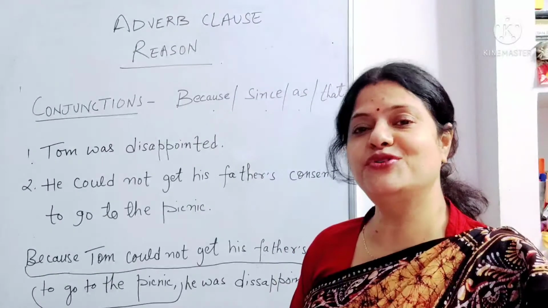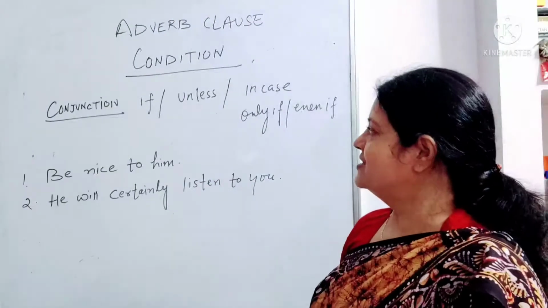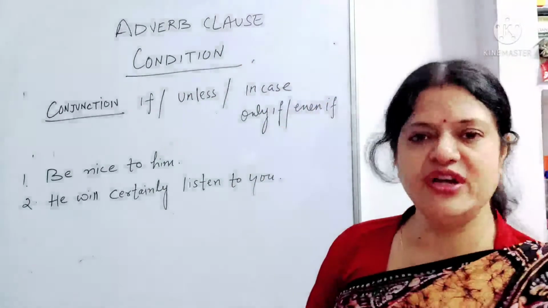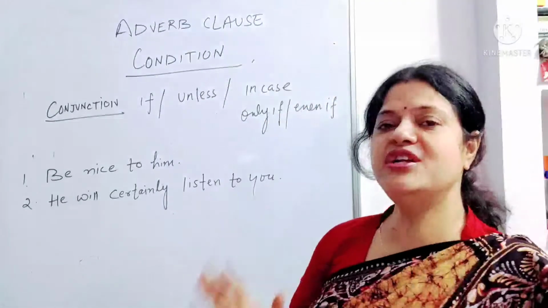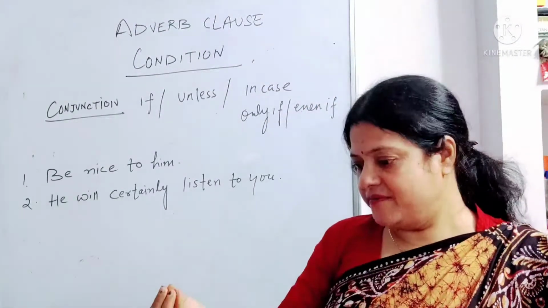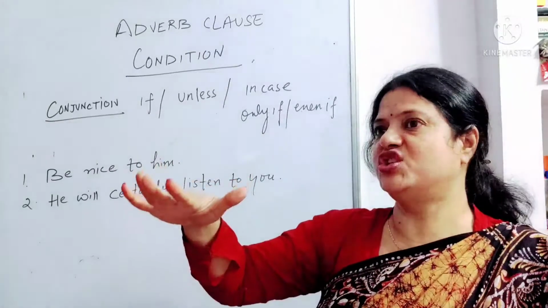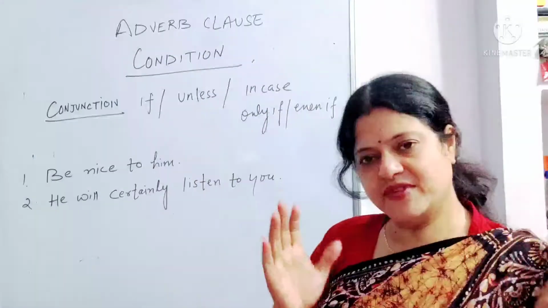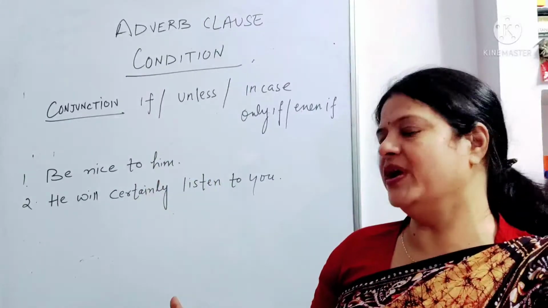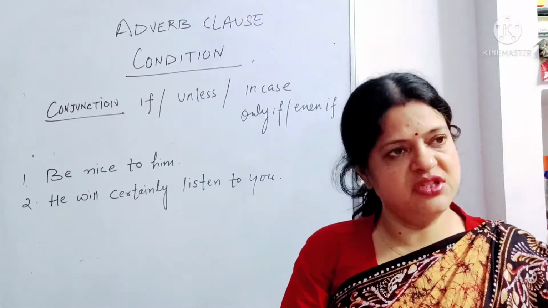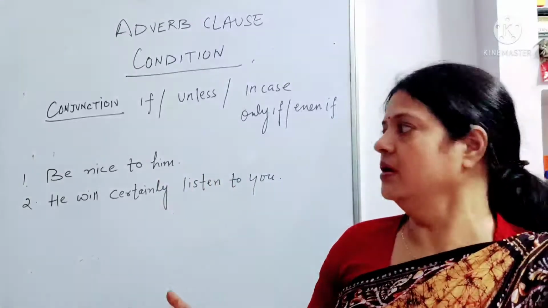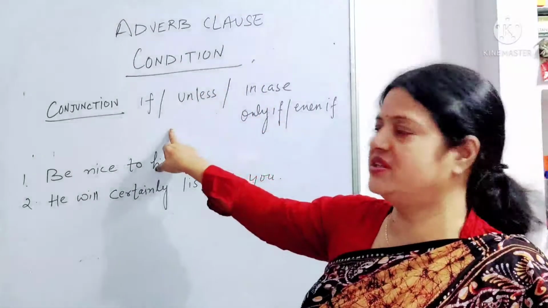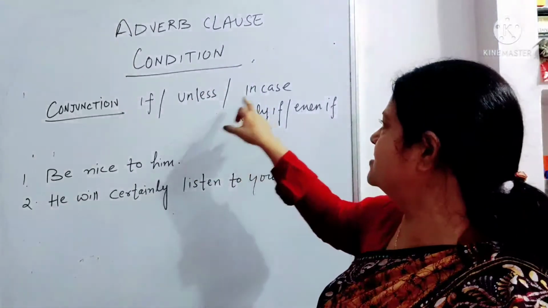Now let's see adverb clause of condition. Okay. First of all, we need to know what is an adverb clause of condition. Condition means when you have some condition on the basis of which the whole work is being done. So if you have some suitable condition, the work is going to happen according to that. If you do not have such a suitable condition, the work is not going to happen. Now, adverb clause of condition takes these conjunctions: if, unless, in case.